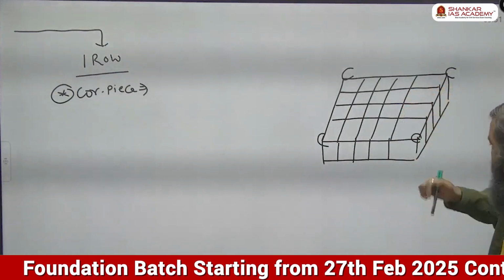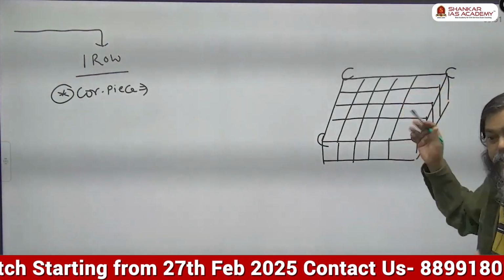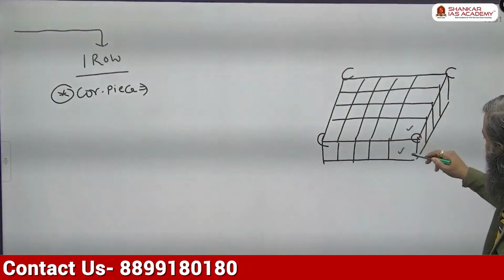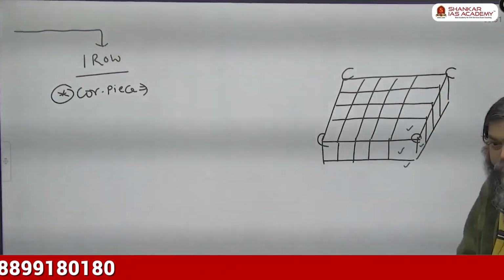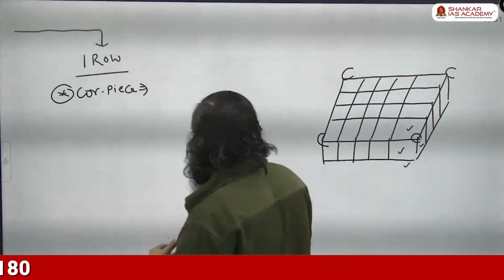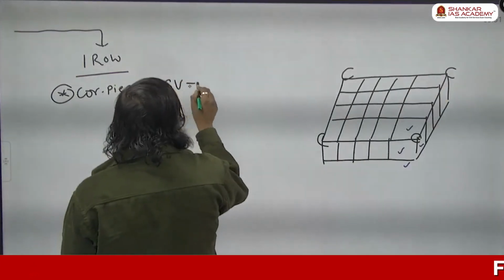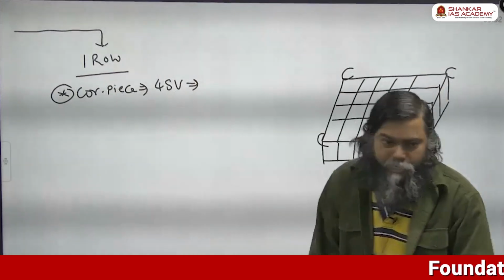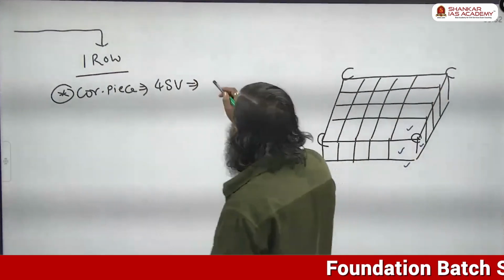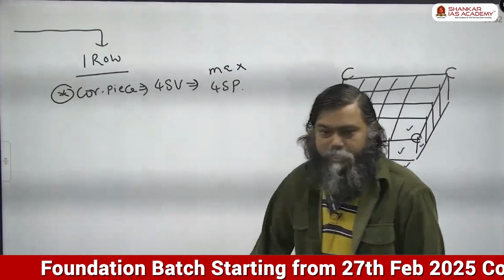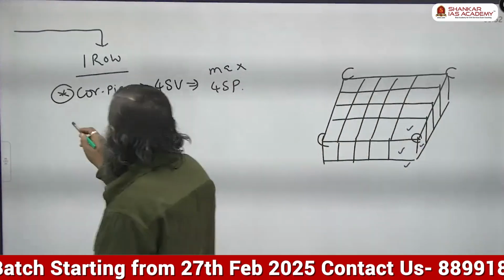Now tell me. This corner piece, out of its 6 sides, how many sides are visible to you? 1, 2, 3, bottom also, 4. So corner pieces have how many sides visible? 4 sides visible. If anybody asks you to paint, only the visible side you can paint. So maximum how many sides can you paint? Do you understand this, boss? Next, listen carefully.